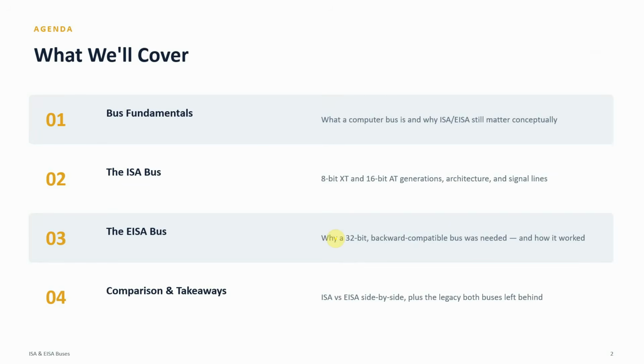Now, what we are going to cover in this session is bus fundamentals, like what a computer bus is and why ISA or EISA still matters conceptually, and what you mean by the ISA bus. We are going to discuss the 8-bit XT and 16-bit AT generations, architecture and signal lines. Next, we are going to discuss the EISA bus, how it is backward compatible, why we need a 32-bit bus, and how it works. Then we will compare ISA and EISA and end this session. So this is what we are going to cover in this session.